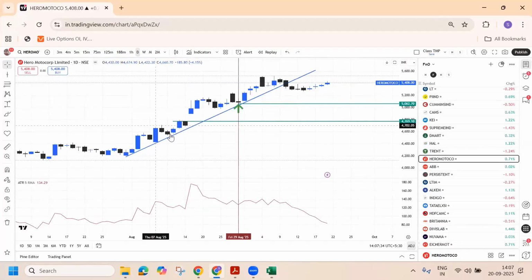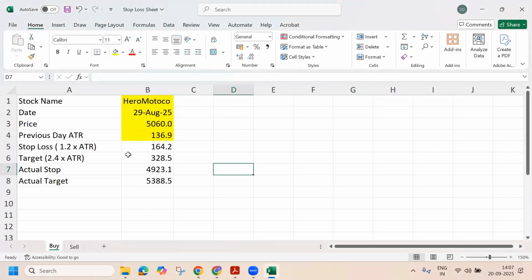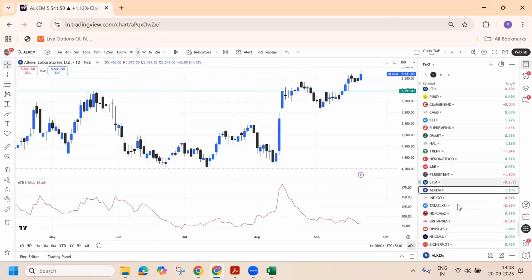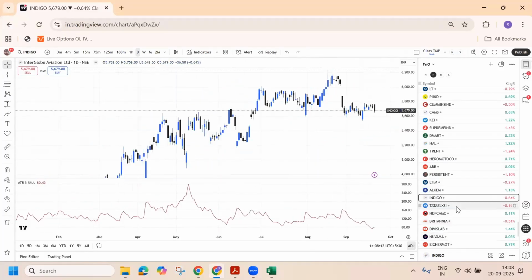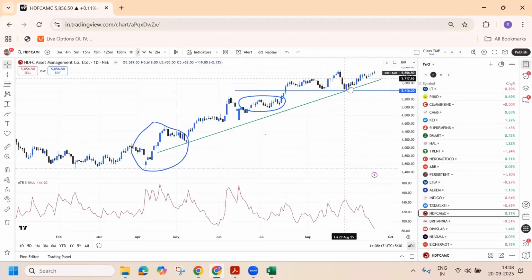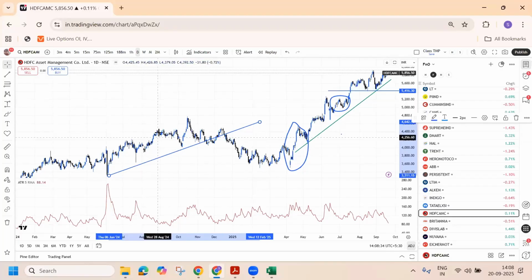A move, a natural pullback, a move, a natural pullback. Every stock, irrespective of the stock, even if it is going up, has natural pullbacks. This natural pullback, what I have observed, is generally less than 1 ATR. So when I am putting my stop loss, my goal is that if I am buying a stock, I don't get out in these natural pullbacks. Understand? Obviously, if there is a breakdown, I exit. But in a natural pullback, I don't exit.